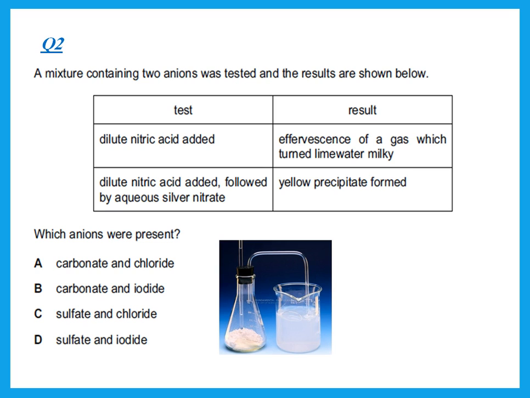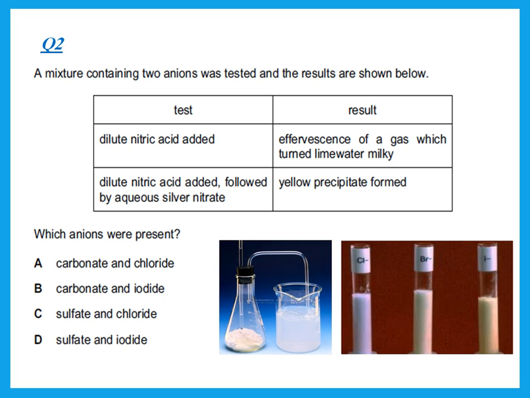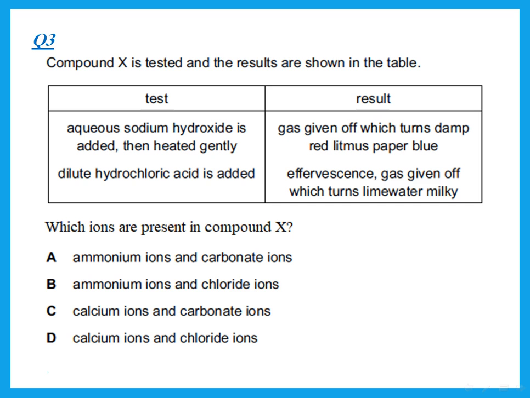Then he added dilute nitric acid followed by silver nitrate and he got a yellow precipitate. And you ask yourself, silver nitrate is test for what? You should remember it is test for chloride, bromide, iodide. Now, which one gives yellow precipitate? It is iodide. So my answer is B.